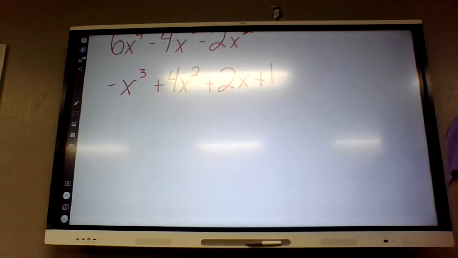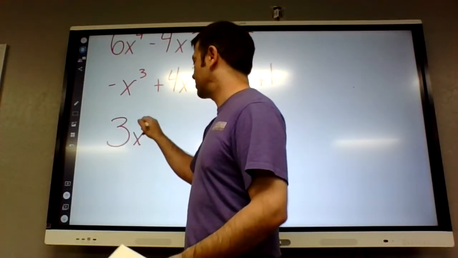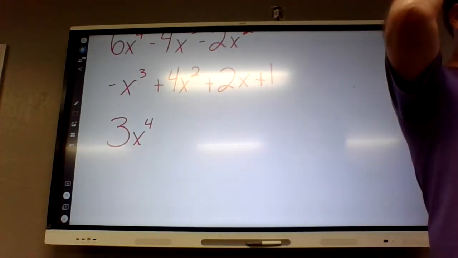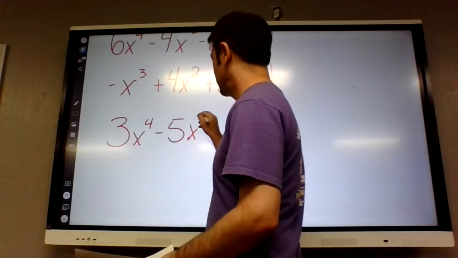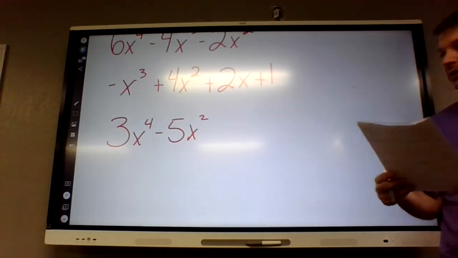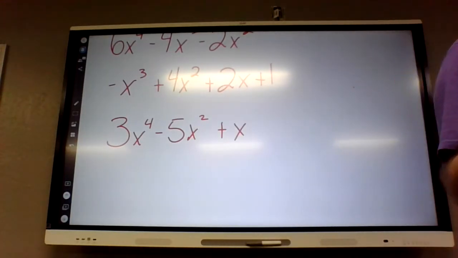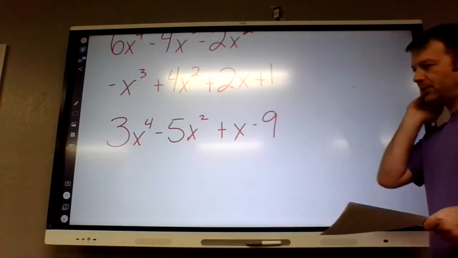All right, 19 looks like the same thing. What's the biggest power? 7x to the fourth minus 4x to the fourth is 3x to the fourth. What's the next biggest power? Negative 5x squared is by itself, so we'll just keep it the same. Then what's the next biggest? Positive x. Plus x. Then we have a minus 2 and a minus 7. That makes minus 9. It's like going down 2, down 7, you're down 9.